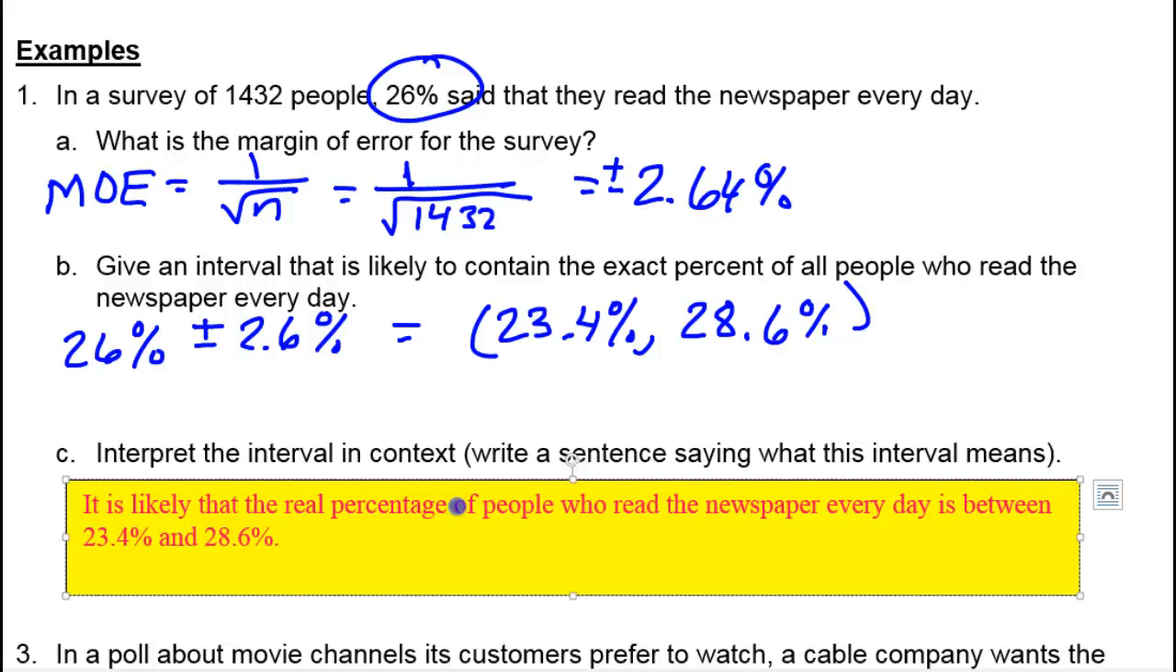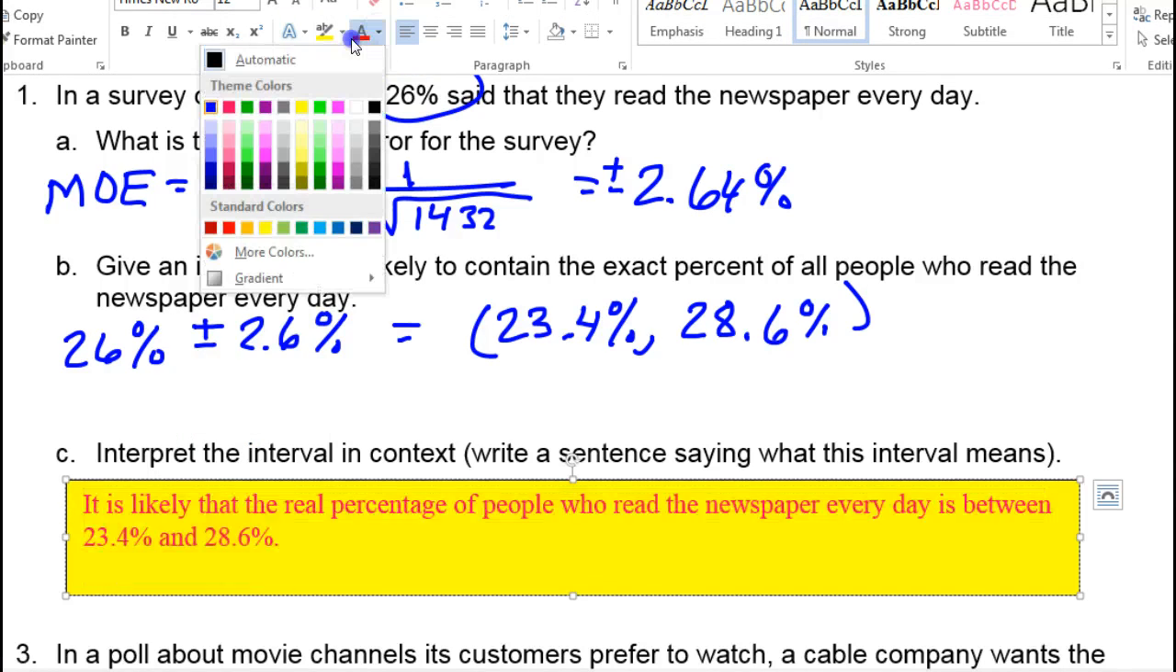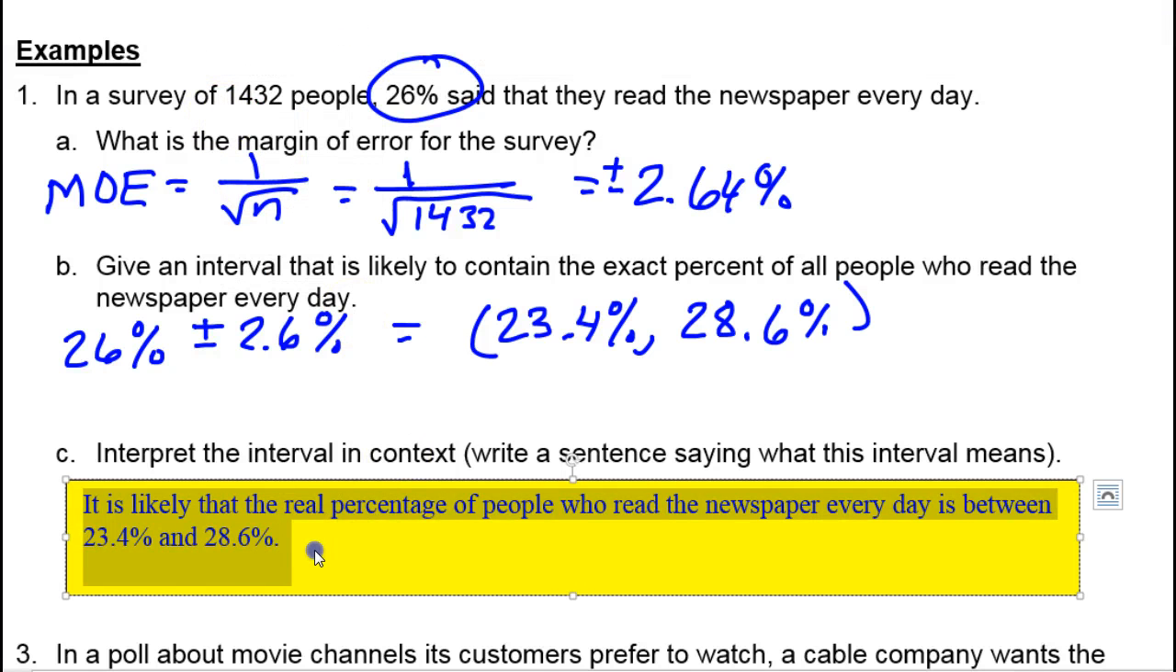Okay, so that kind of a sentence is what I need to hear from you when I ask you to interpret in the context of the problem. You know, just write it up in a sentence mentioning what the problem was about. In this case, reading the newspaper every day.